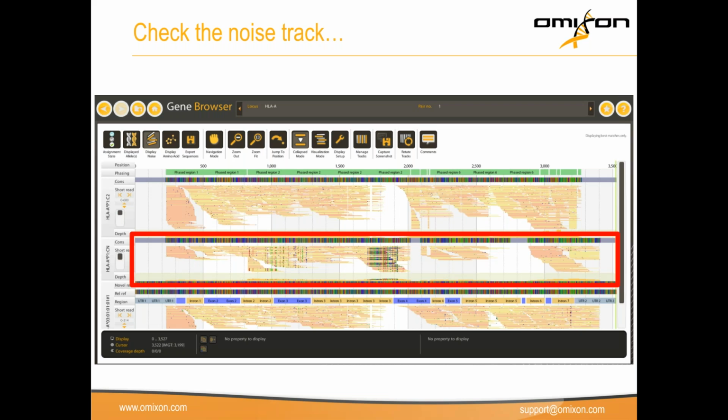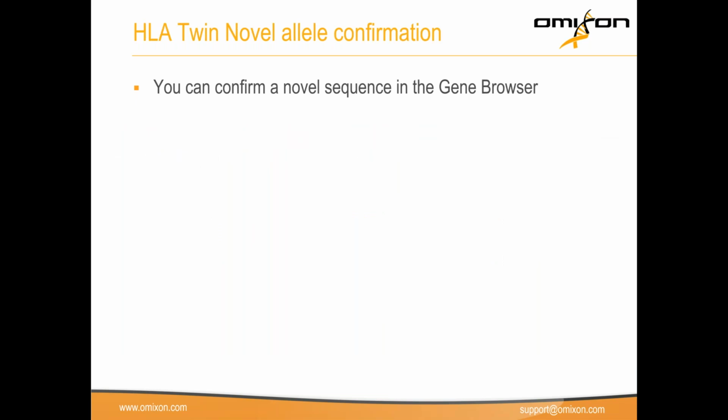And as a final topic, I will talk about the tools that we provide to confirm a novelty, because this is something that labs always want to see, always want to know. If there is a sample with an allele with a novel sequence, how can I see that? How can I confirm that?